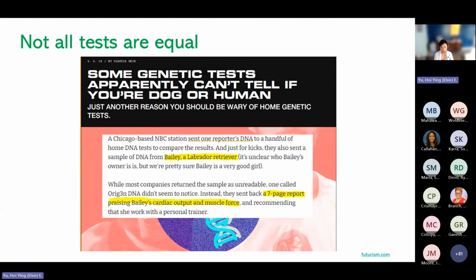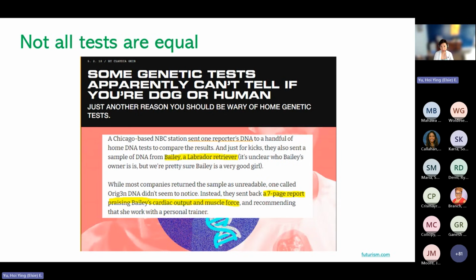While most companies were able to figure out that the lab retriever sample was not readable, one of them didn't seem to notice that and had a 7-page report praising how good the cardiac output and muscle forces are of the dog. So hopefully this highlights that they are not all the same.